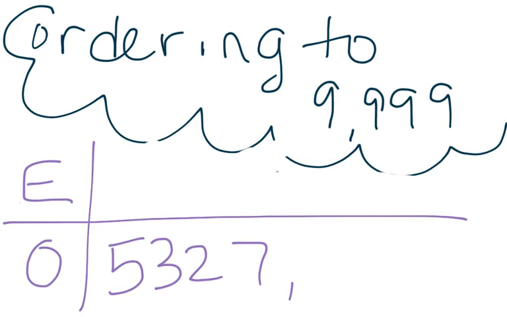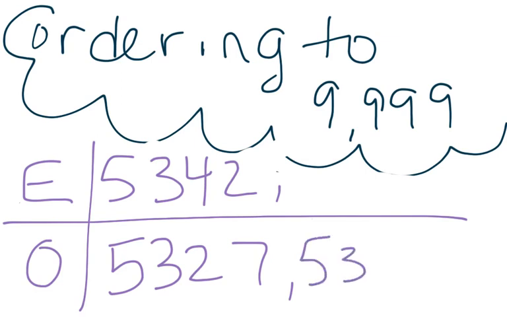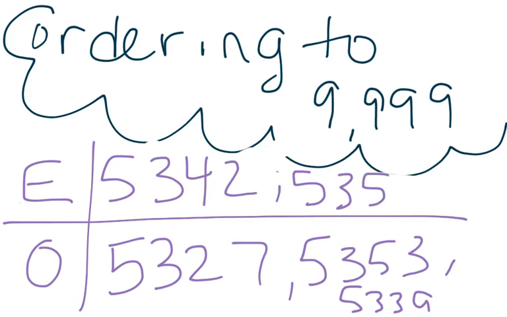Then we have 5,342. 2 is even. Next number is 5,353. That is odd. Then we have 5,339. That is odd because of the 9. We have 5,352, even because of the 2. And then again, we're looking at 5,348. 8 is even, so it goes up here.